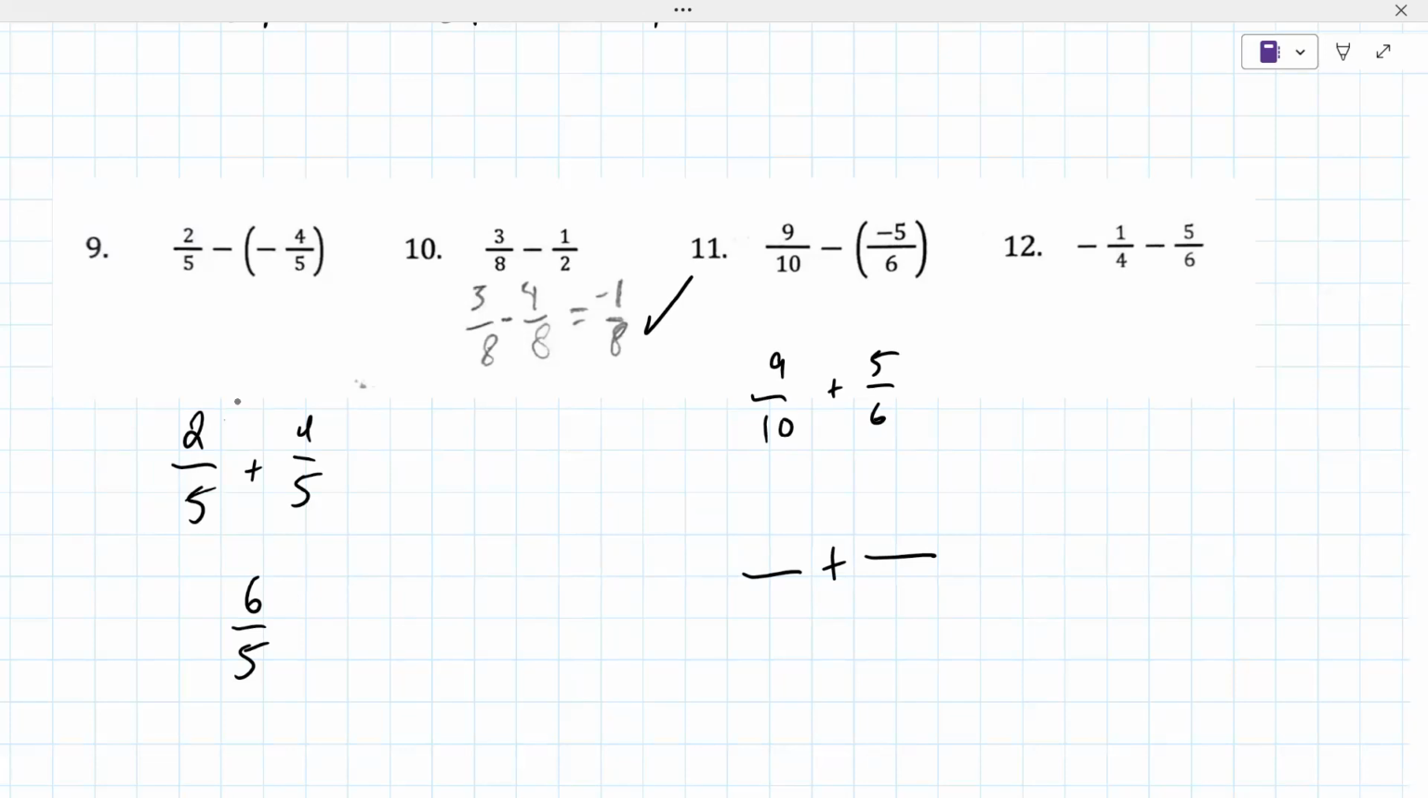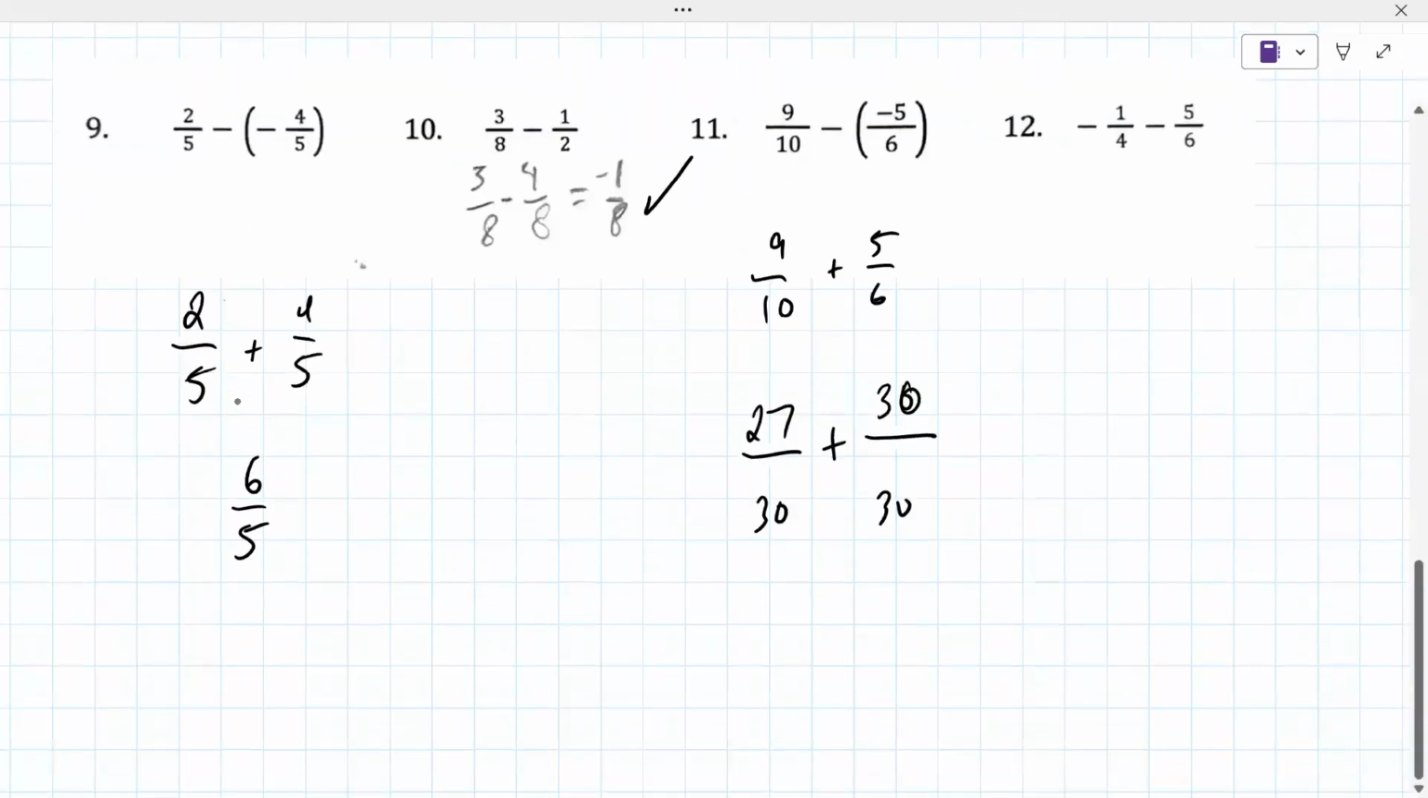12, oh wait, for 11, 30. It's 30. So that's 27 plus 30. So it should be 57. No, okay, I'm sorry. I'm looking at this wrong. Shouldn't it be like, what's going on here? Times 3, 9 times 3 is 27. So this is 57 over 30. And this does reduce.